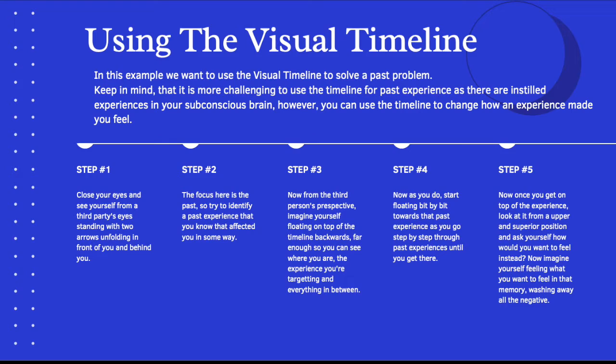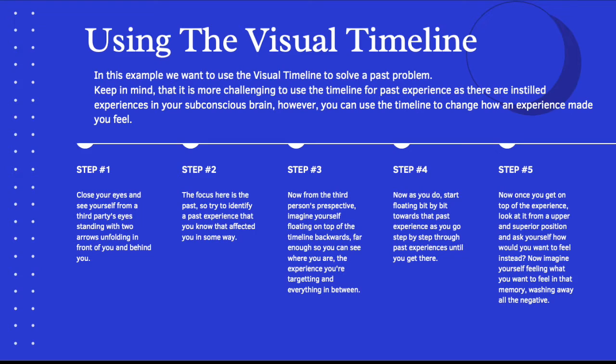And the first step is to close your eyes and see yourself from a third party's perspective, standing with two arrows unfolding in front of you and behind you. And the main focus here is the past. So try to identify a past experience that you know has affected you in some way.